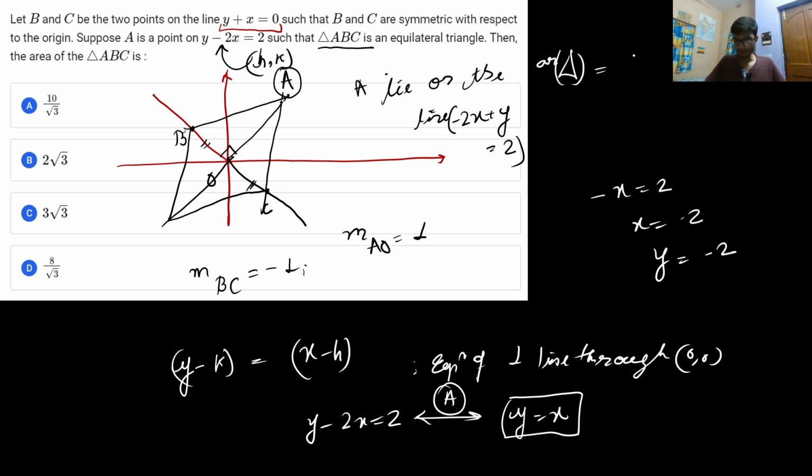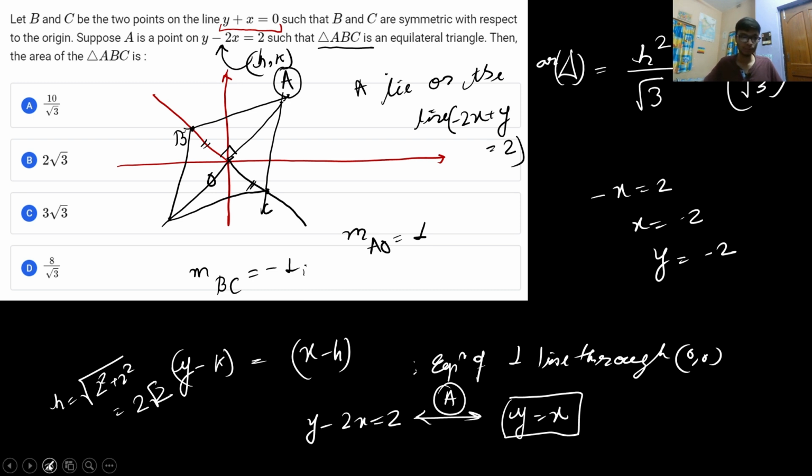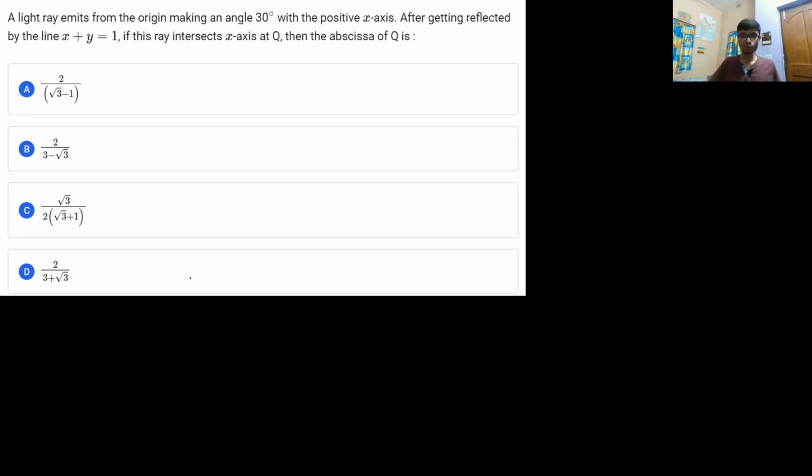The area of this equilateral triangle is directly given by the formula h squared by root 3, where h is the height of this perpendicular. If you solve from the particular problem, you can see the height of the perpendicular is basically 2 squared plus 2 squared, which is 2 root 2. If you put 2 root 2 in this, you will get the area as 8 by root 3, which gives option D as the right answer.